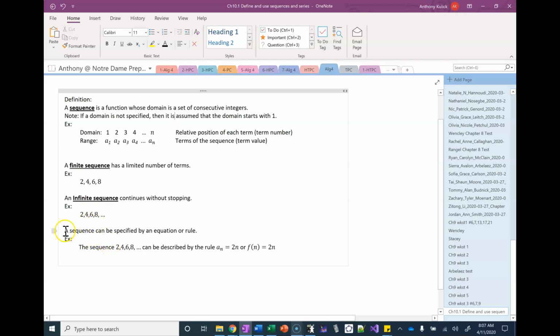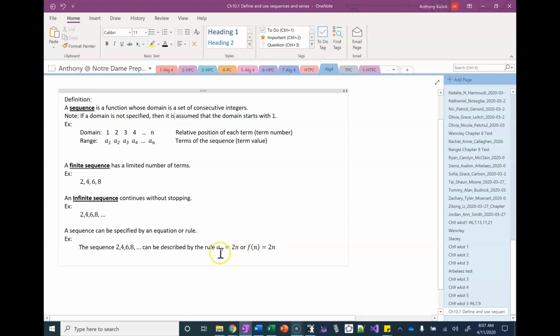With sequences, it's often going to be valuable to us to be able to describe them using a rule or equation. So for example, if we take the sequence 2, 4, 6, 8, and really it doesn't matter if it's finite or infinite, the rule describing them would be the same. So for this one, we would say the rule is a sub n is equal to 2n, or you could write it in function notation, f of n is equal to 2n.